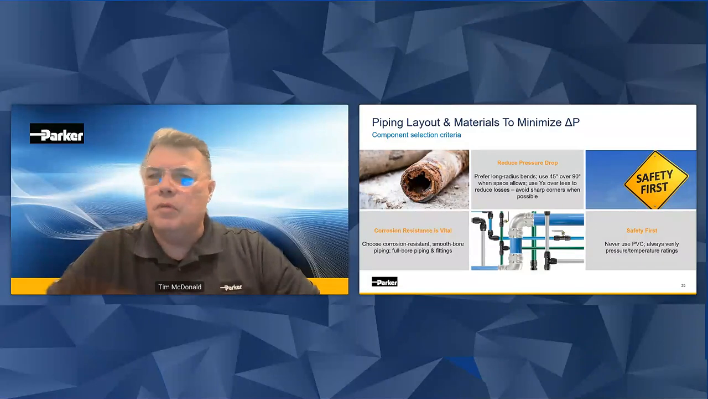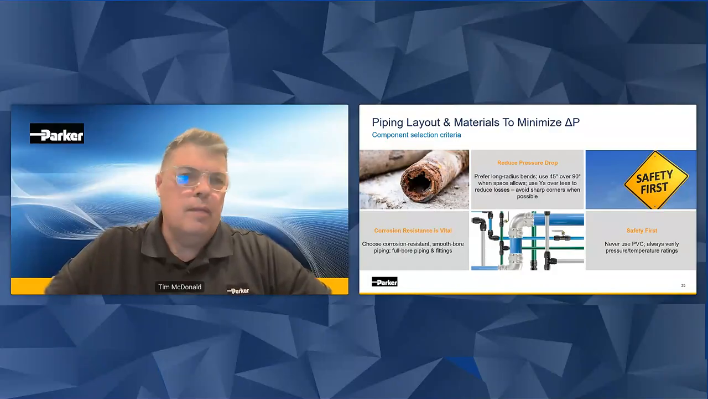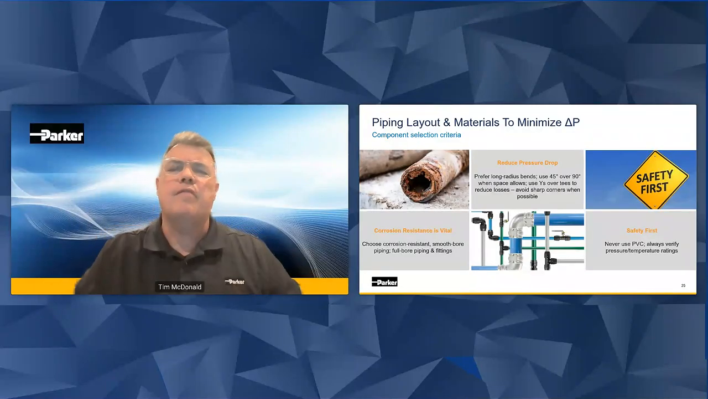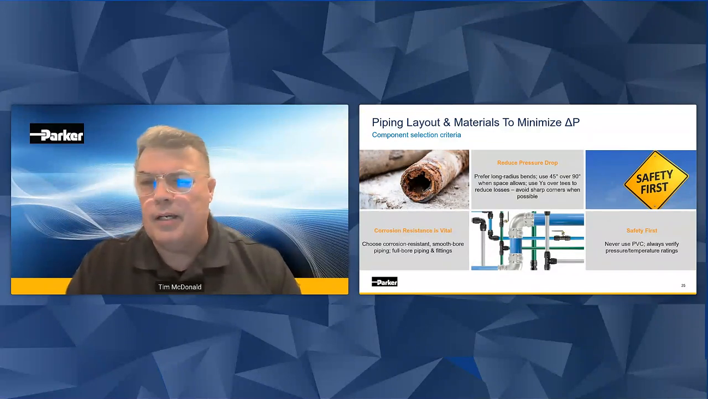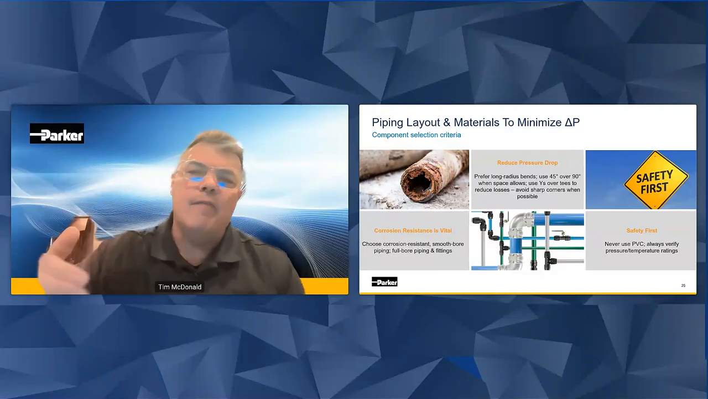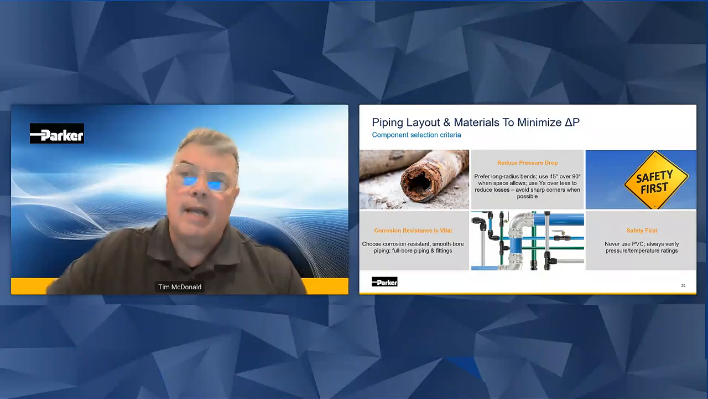Reduce pressure drop to the system. Long radiuses whenever possible. Use 45s over 90s when the space does allow. Use Ys over Ts to reduce losses. As Jody mentioned, avoid sharp corners whenever possible. Okay, and safety first, never use PVC pipe. We will harp on that a couple times here during this presentation. Never use PVC pipe in a compressed air application. It's not safe. You run the risk of injury to personnel and damage of equipment.